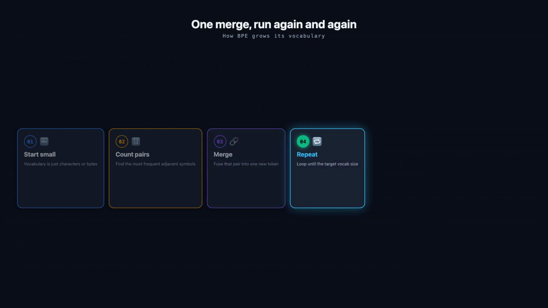Finally, the loop just runs again. Count the pairs, merge the most frequent one, add it, and keep going until the vocabulary reaches whatever target size you picked, maybe 30 or 50,000 tokens.